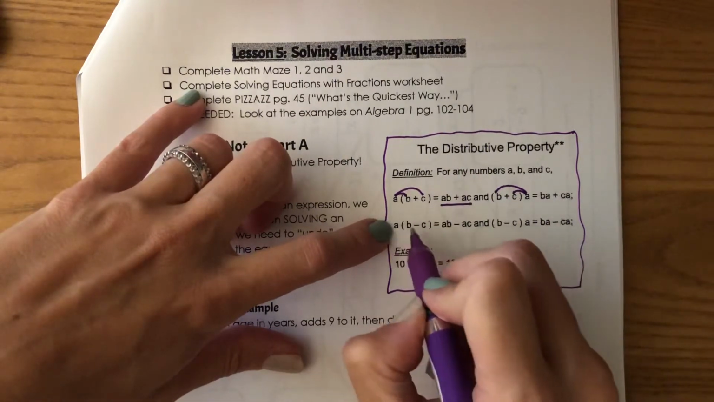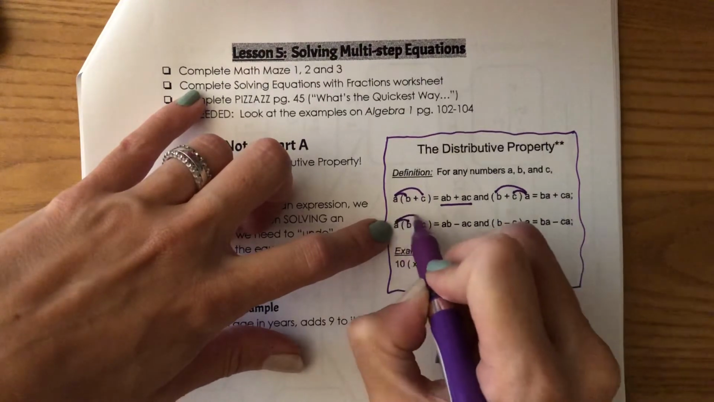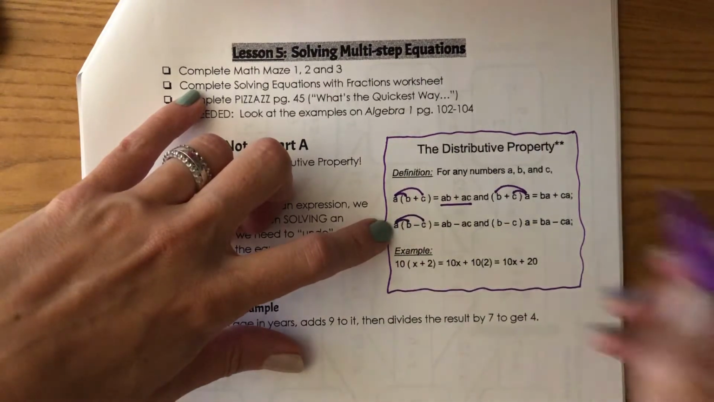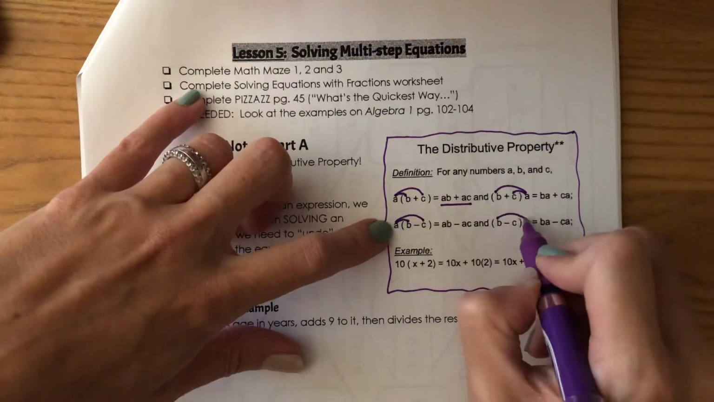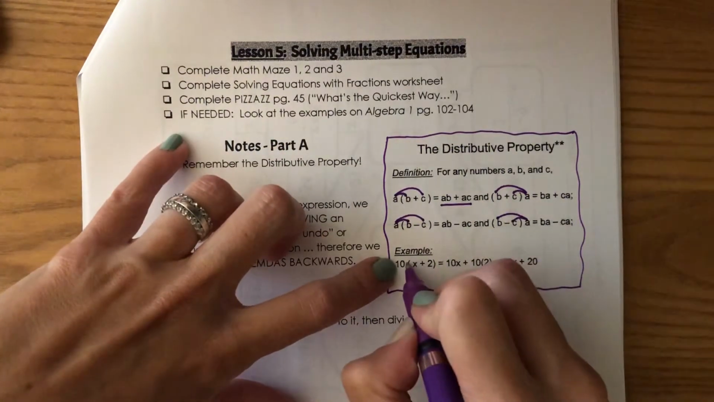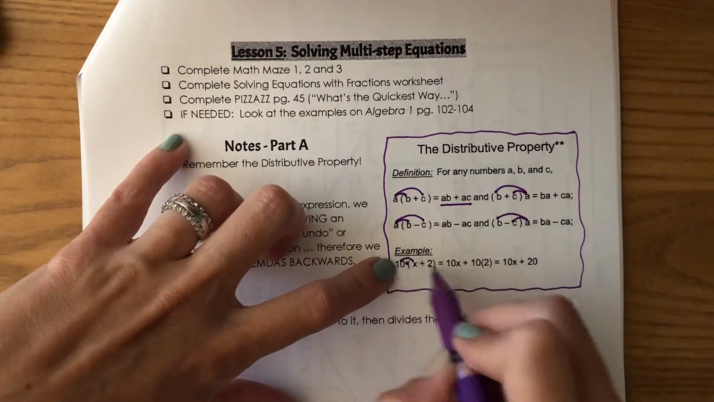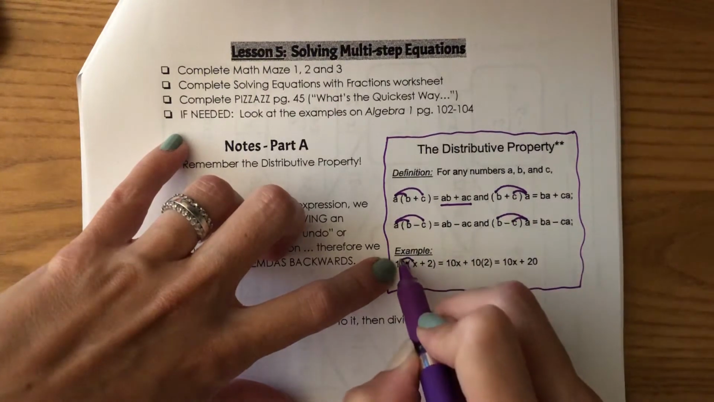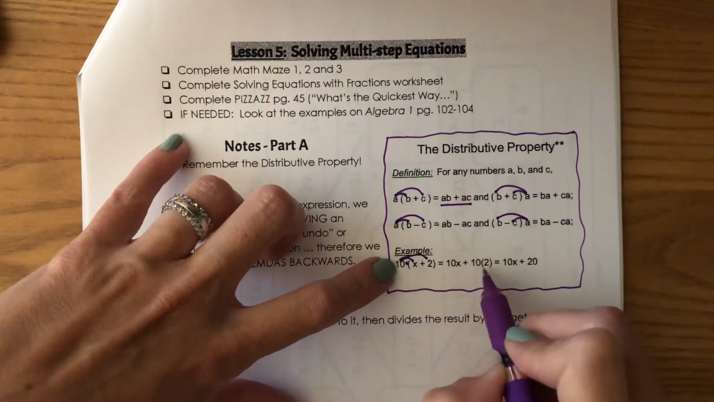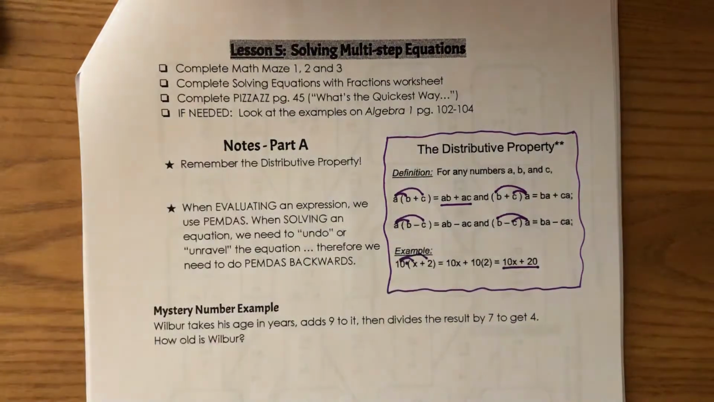Same thing works with a negative. If I'm multiplying a times b minus c, I'm multiplying a times b minus a times c, and it goes backwards as well. Here's an example. If I have 10 times x plus 2, that means I'm multiplying 10 times x plus 10 times 2, which is 20. So that would simplify to 10x plus 20. So there's our review on the distributive property.